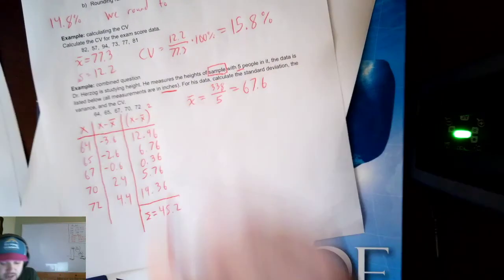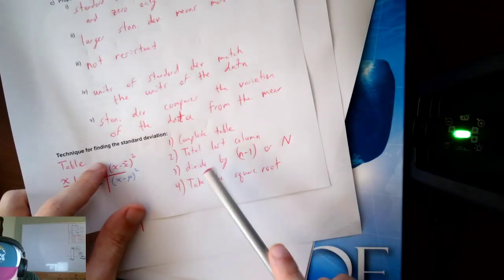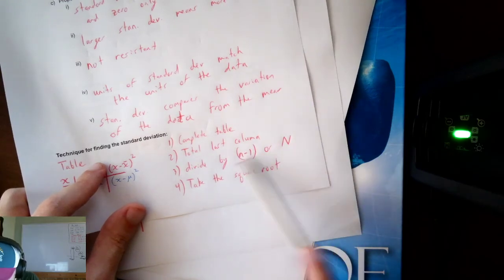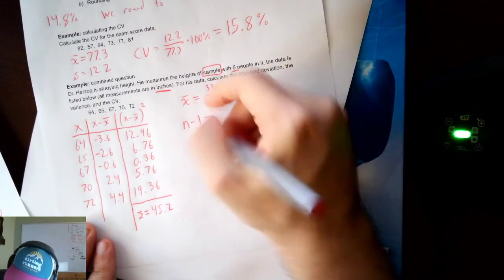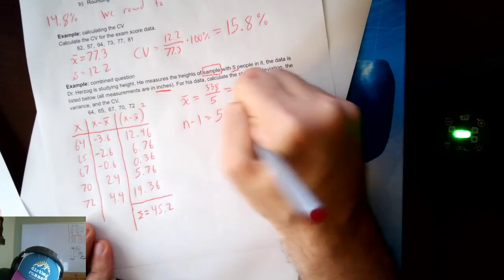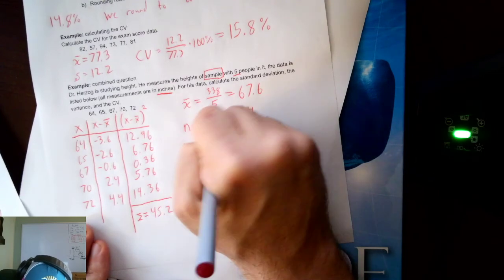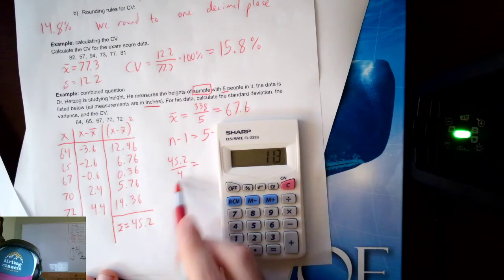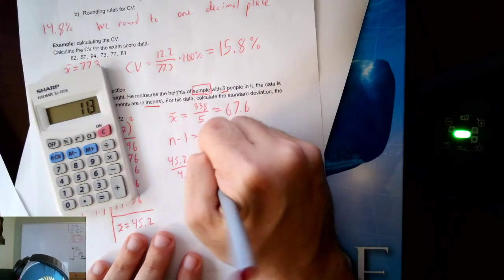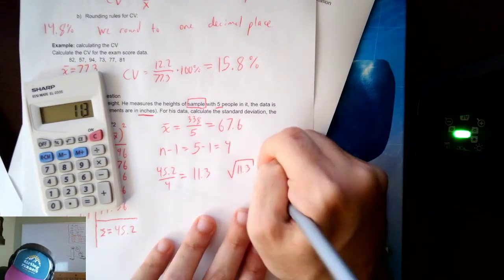Remember, after totaling the last column, I need to divide by n minus 1 or n. Which case am I in? I'm in a sample, so I need n minus 1. My sample has 5 people. 5 minus 1 is 4. So I'll take 45.2 and divide it by 4. 45.2 divided by 4 gives me 11.3. And then I will square root 11.3 to get my answer, right?